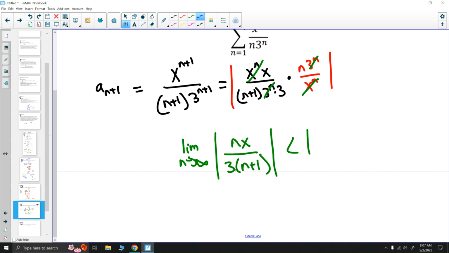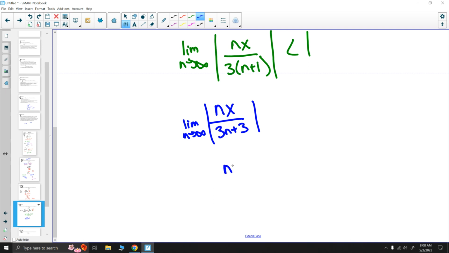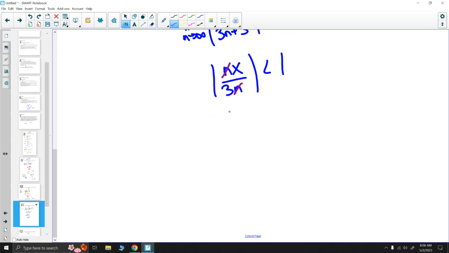Okay, so let's clean this up just a little bit. At the infinities, on top, as n approaches infinity, the top will obviously still be nx. On the bottom, only this n will matter, so it will be 3 times n. I mean, really, we could call this 3 times n plus 3 if we want to distribute it first, and it will show the same thing. At the infinities, only this n and the 3 that's being multiplied will matter. So nx over 3n will be less than 1. And obviously, these would cancel, and we get x over 3 is less than 1.